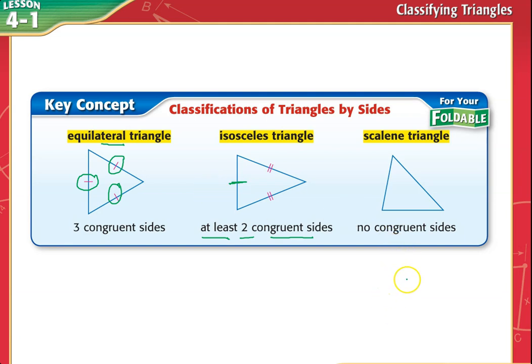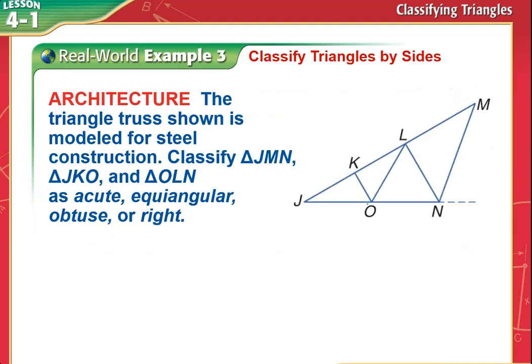And then we have scalene. Scalene, no congruent sides at all. Okay, classifying triangles by sides. Here's a real-world example. The triangle truss shown is modeled for steel construction, and we're going to classify triangle JMN, and that's the large triangle, and we're going to classify JKO. It looks similar to JMN, but it's just a little smaller. It's just a little triangle here. And then we're also going to look at the triangle OLN, which looks pretty close to being equal angular.